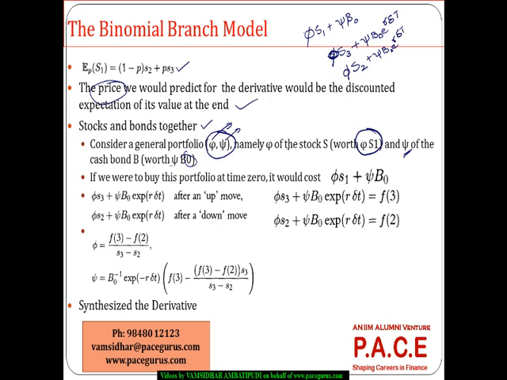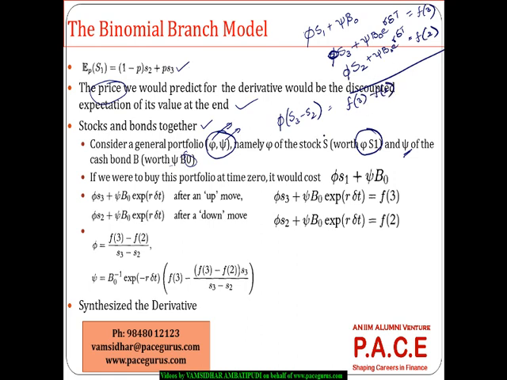Now, if I am talking about a derivative, if the stock price goes up, let's say the value of the derivative is f of 3. If it goes down, the value of the derivative is f of 2. Based on that, I can find out what are my phi and psi, because it's two linear equations in two unknowns, phi and psi. So if I subtract one from the other, I get phi times (S3 minus S2) is equal to f of 3 minus f of 2.